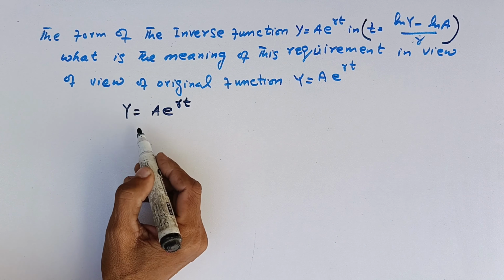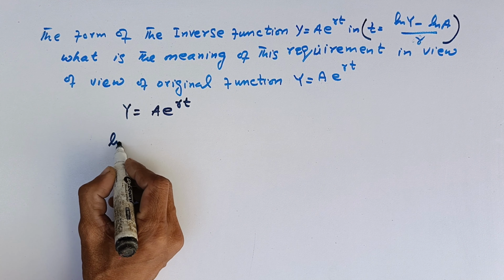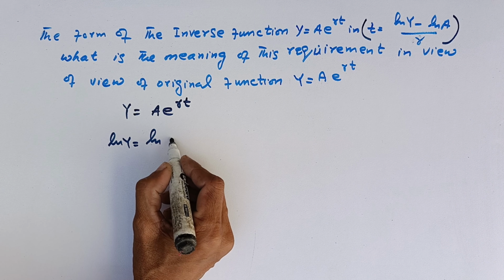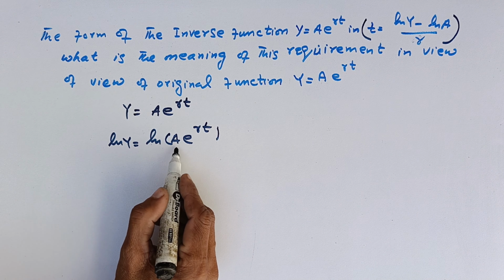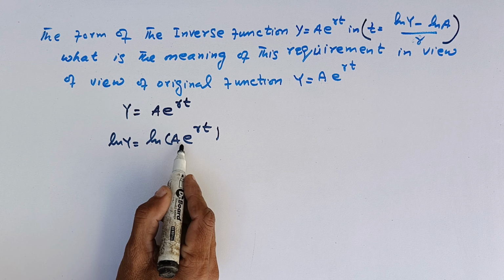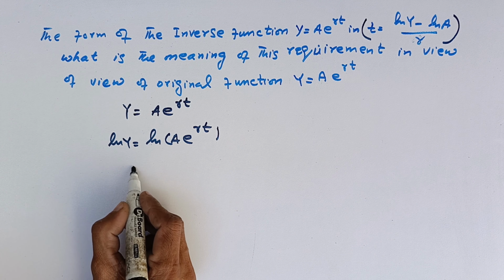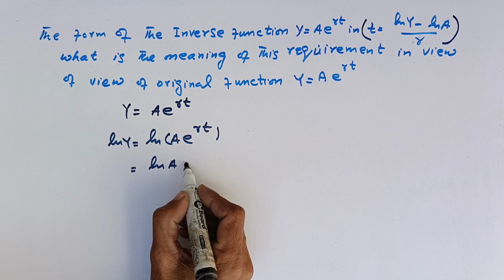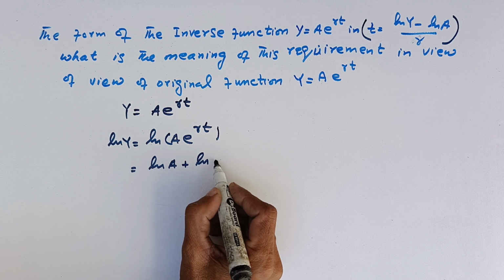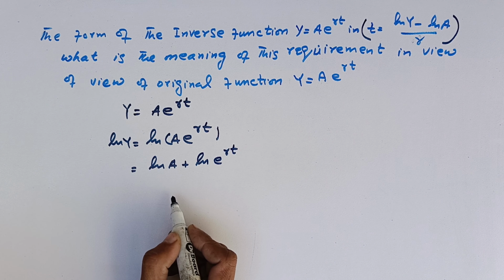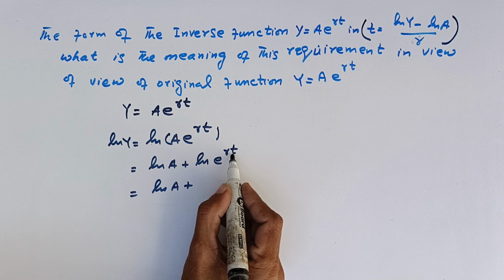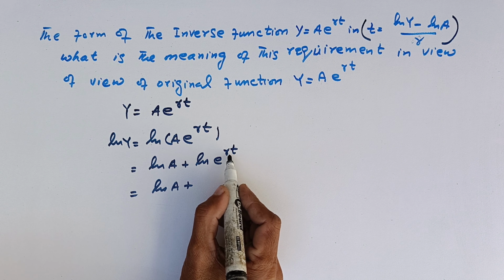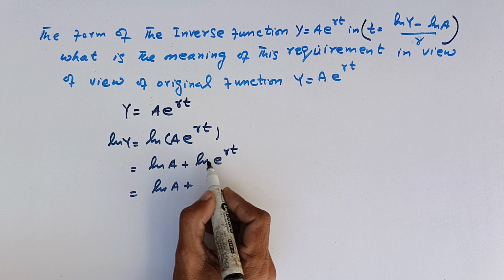First of all, we have to take ln on both sides, that means the natural log of a e^(rt). We know that when terms are multiplied, we take the addition of those terms by using log properties. So I can write ln a plus ln e^(rt). Again, I would like to use the power property of the log, so the power comes before the ln.